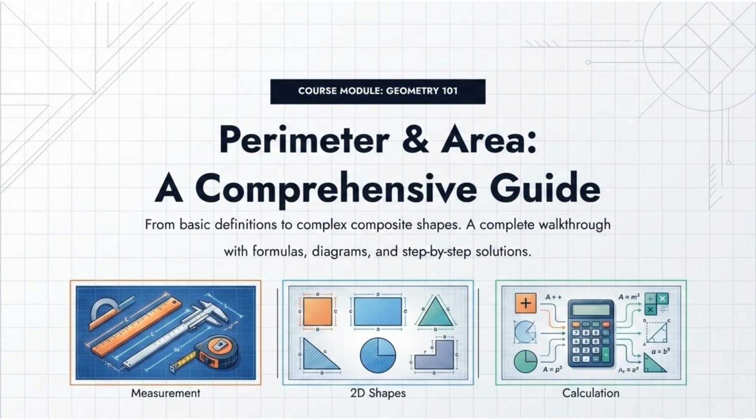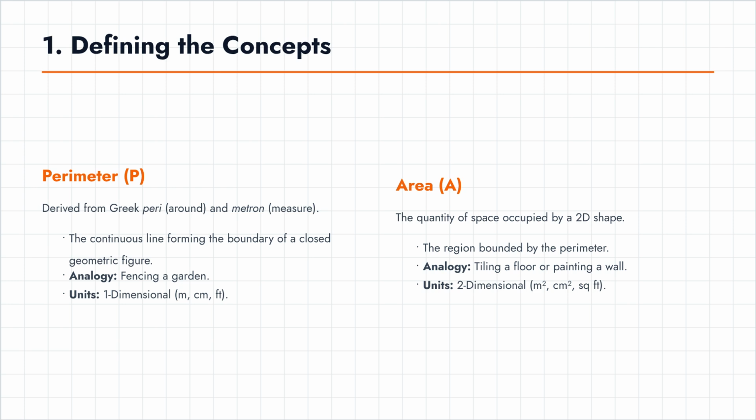Welcome to Perimeter and Area, a comprehensive guide. This course module, Geometry 101, provides a complete walkthrough of formulas, diagrams, and step-by-step solutions for calculating measurement, 2D shapes, and complex compositions. We begin by defining the concepts.